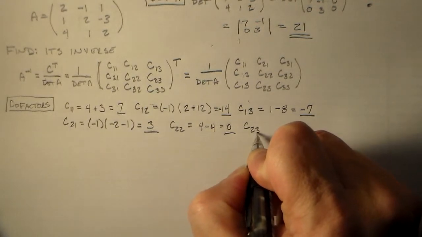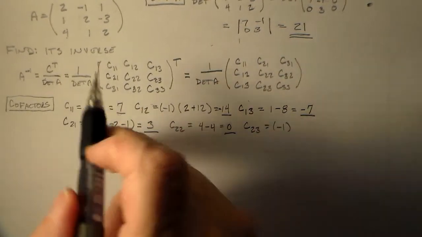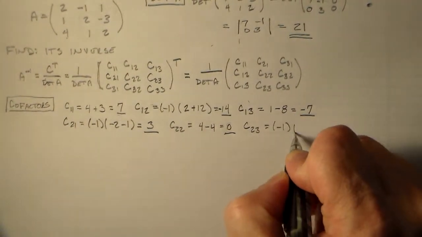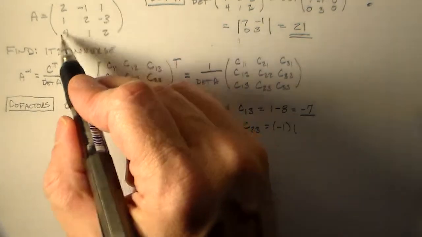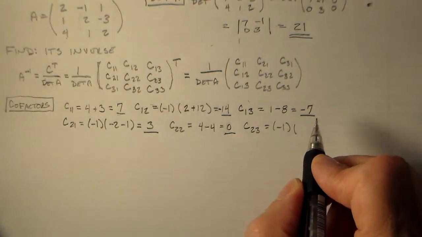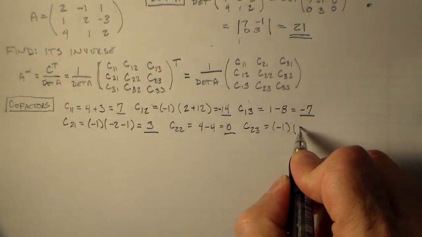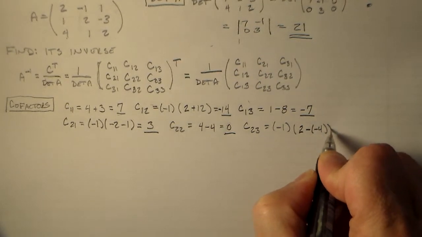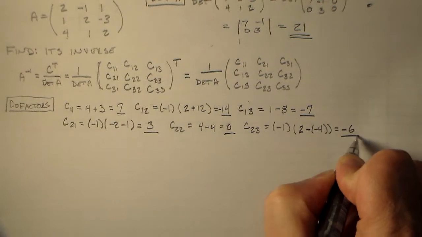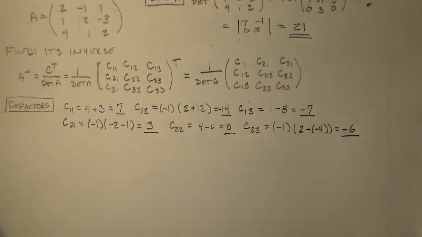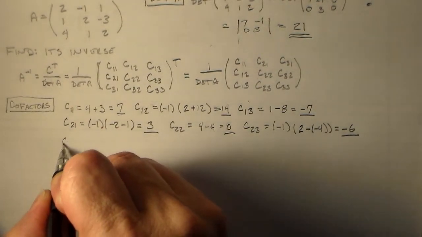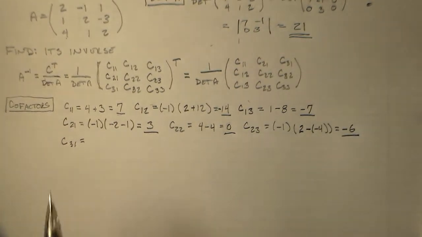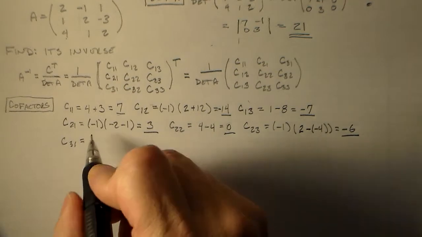Okay, C23, we're in minus 1 territory again. 1, 2, 3. Then we have 2 minus minus 4 this time. So that's 2 minus minus 4, which is 6, times minus 1 is minus 6. Okay. More cofactors. I know you like the cofactors already. I think you're probably going to love them as much as I do by the time you're done with this.